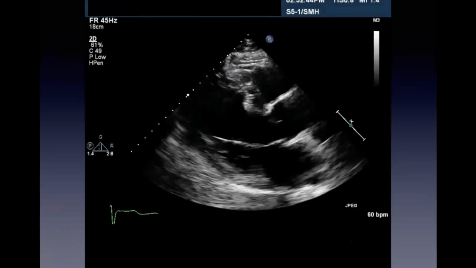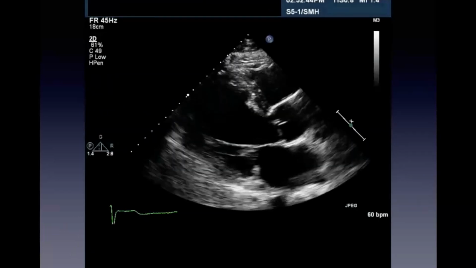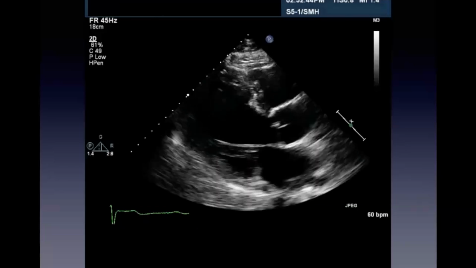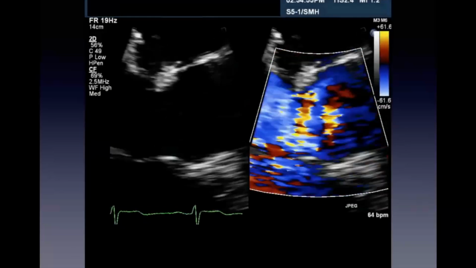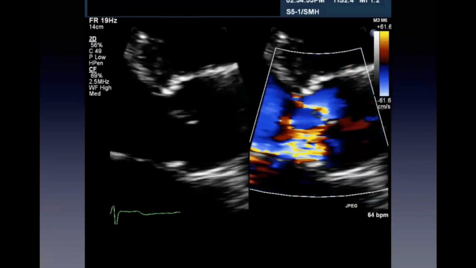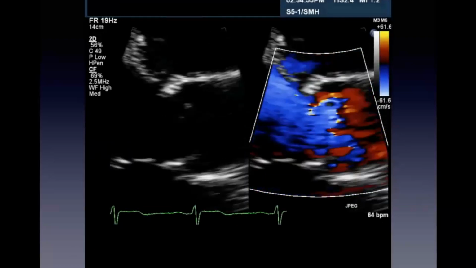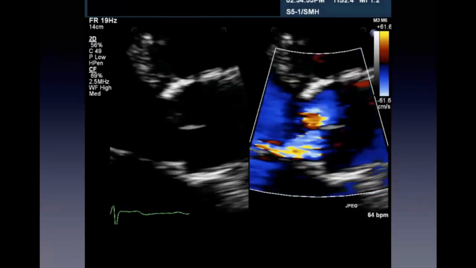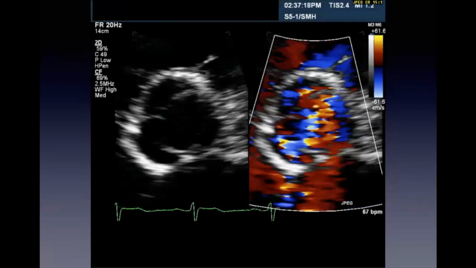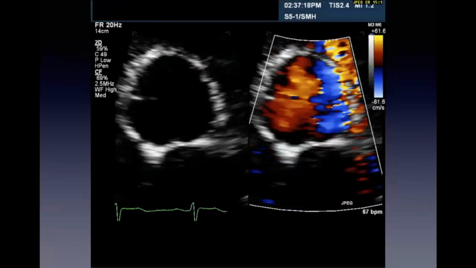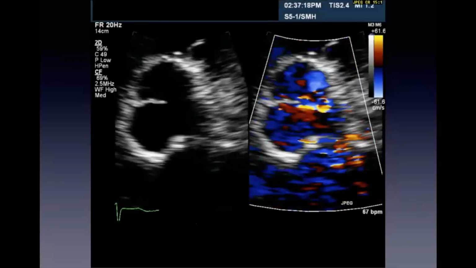This is just a follow-up echo after that. So the LVEF is back to normal or low normal. Here the AI looks a little bit worse than before actually. Posterior directed again, in a short axis view. It's a tricuspid aortic valve. It's not bicuspid, which is what you're thinking. It's a good thought though.